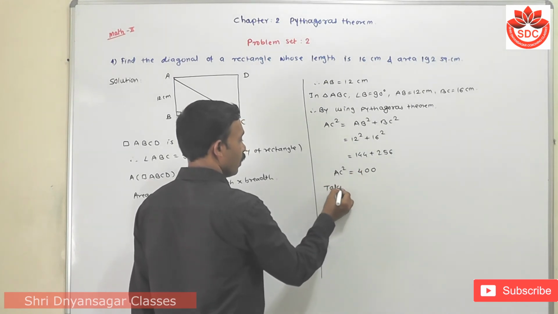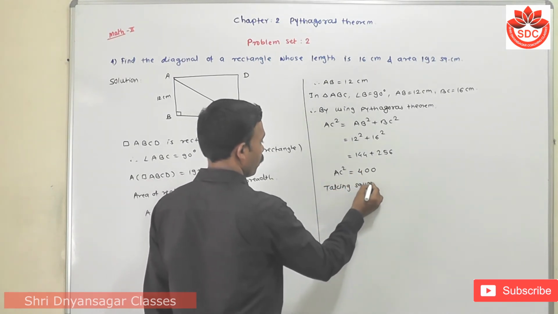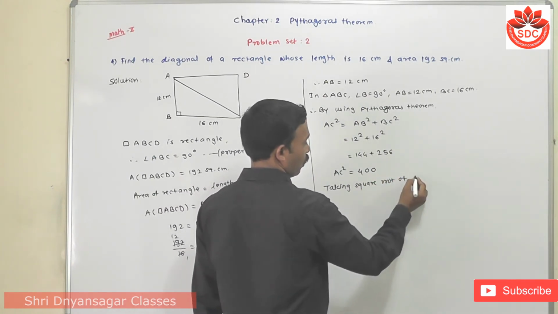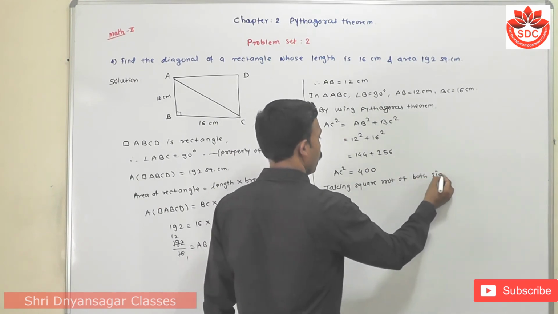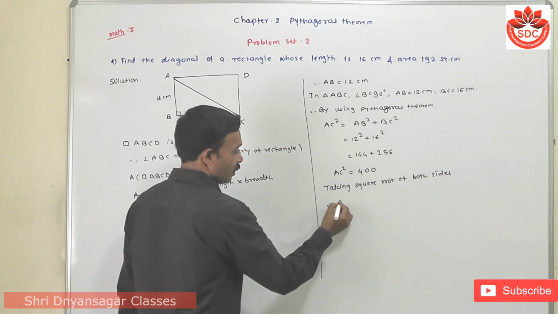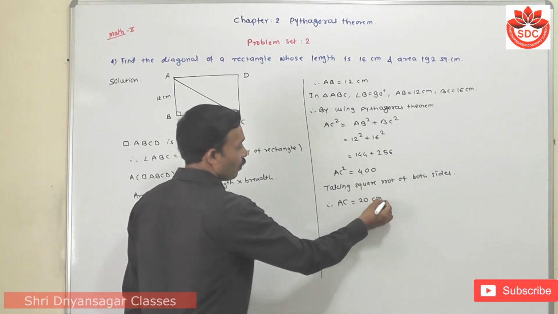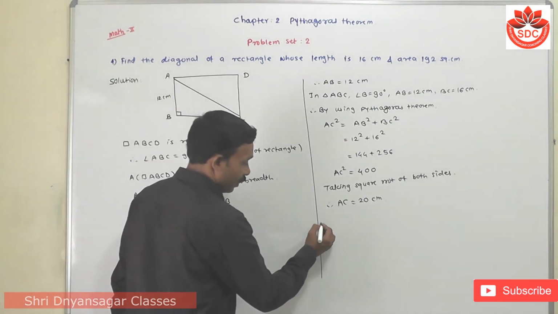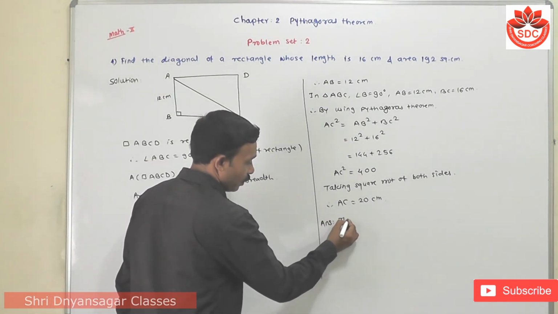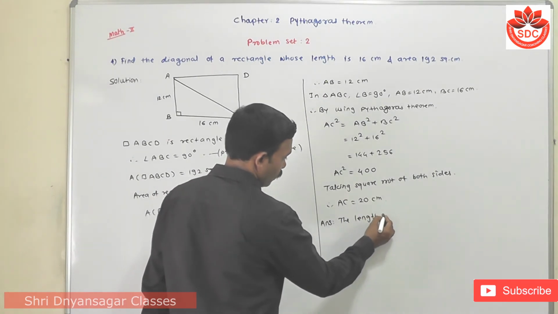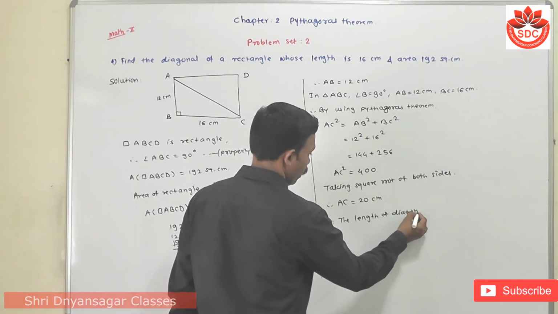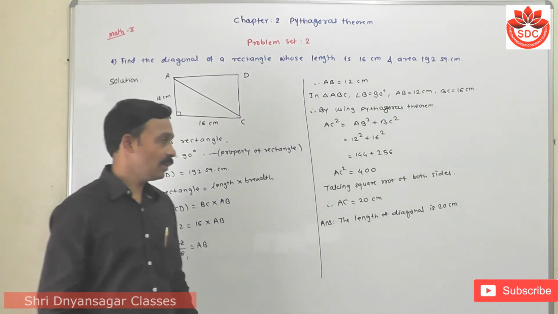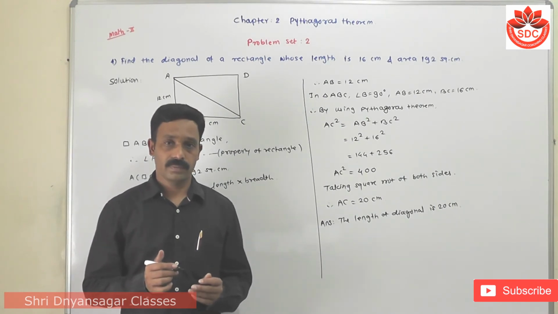Then taking the square root of both sides. Therefore, AC is equal to how much? This is the square root of 400, which is 20. So the length of the diagonal of the rectangle, answer in a full sentence: therefore, the length of the diagonal is how much? 20 cm. Can you understand this? Let's see the next question.